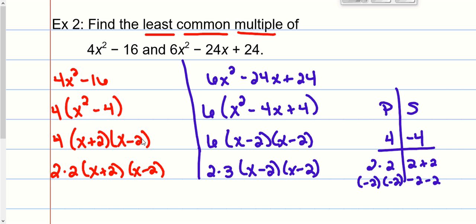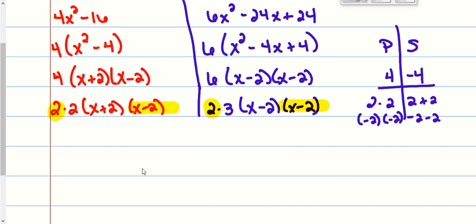Now, let's look at what they have in common. So I have a 2 on each of them, so I'm going to highlight that. And they both have an x minus 2. So I'm going to write those things down. They both have a 2 and an x minus 2. So that's what they have in common. We're just writing that down once.